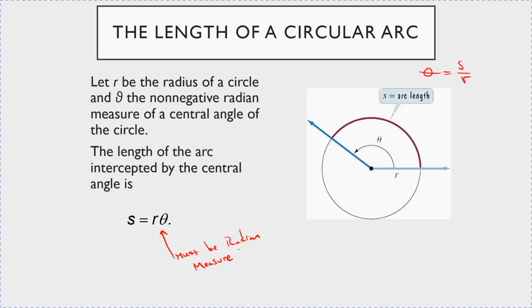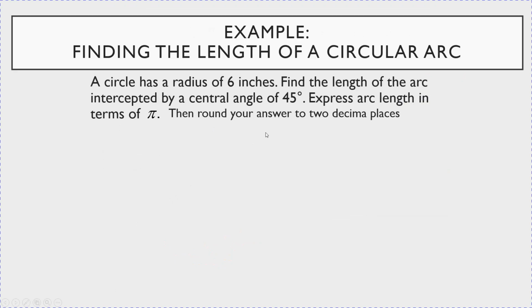All right, so let's try one problem here. A circle has a radius of 6 inches. So here's the circle. It has a radius of 6 inches. Find the length of an arc intercepted by a central angle of 45 degrees. So here's 45 degrees. I want to find this length here.